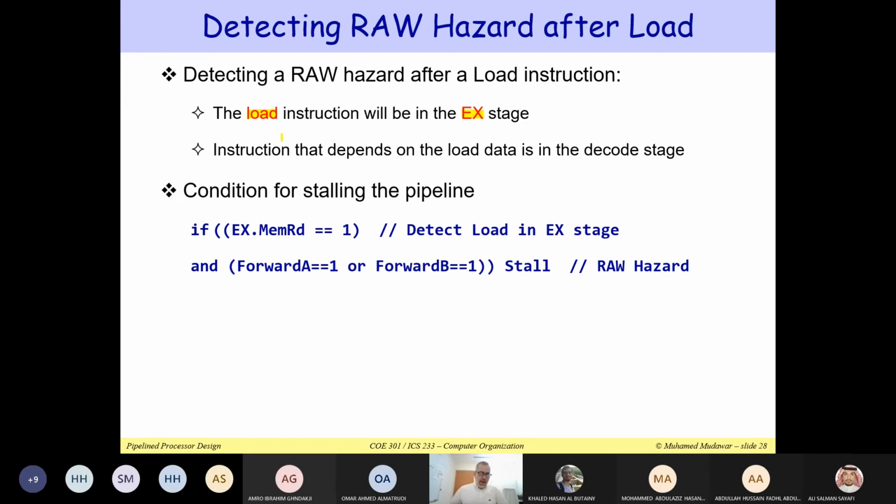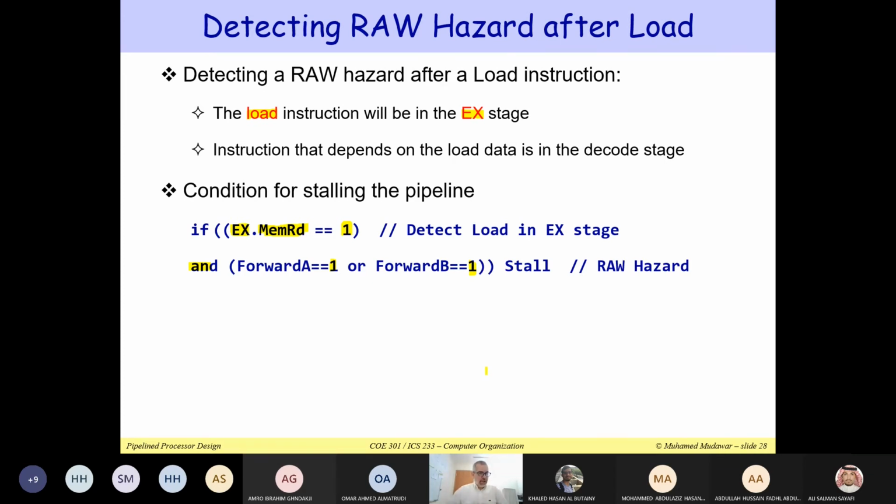Now, how do I detect that the instruction in the third stage, in the execute stage, is a load instruction? Well, we can check the memory read control signal. The memory read control signal is equal to 1. It indicates that the instruction which is in the execute stage, notice that this control signal is for the instruction in the execute stage, is a load instruction. And we have forward A equal to 1 or forward B equal to 1. This means that we have a data dependence on the previous instruction that exists in the execute stage.